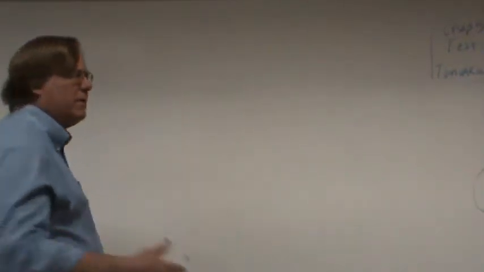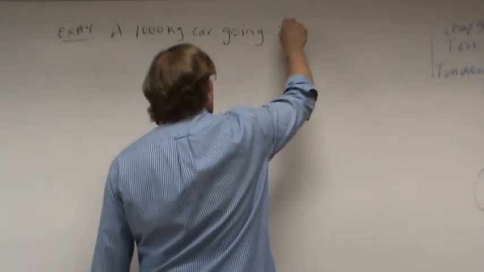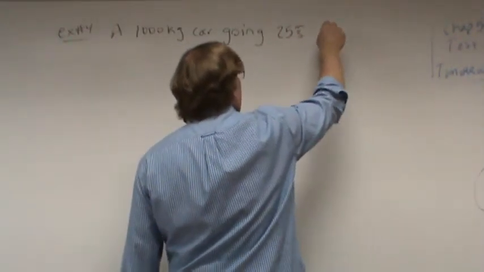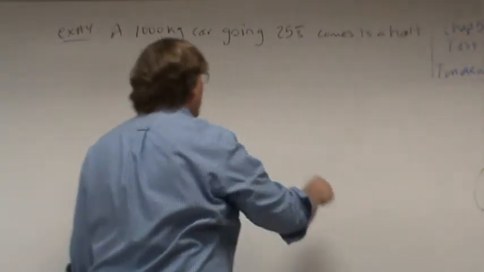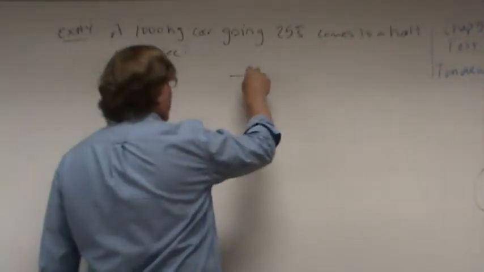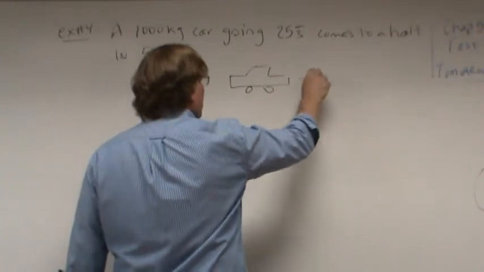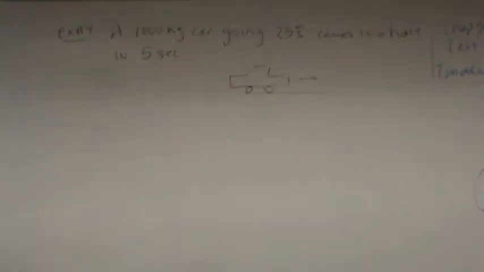Here, let me have you do a numerical problem, then I'm going to talk a little bit more conceptually. Here's my numerical problem. A 1,000 kilogram car going 25 meters per second comes to a halt in 5 seconds. And this car is going to the right, so 25 meters per second to the right is a positive velocity. Right is positive.